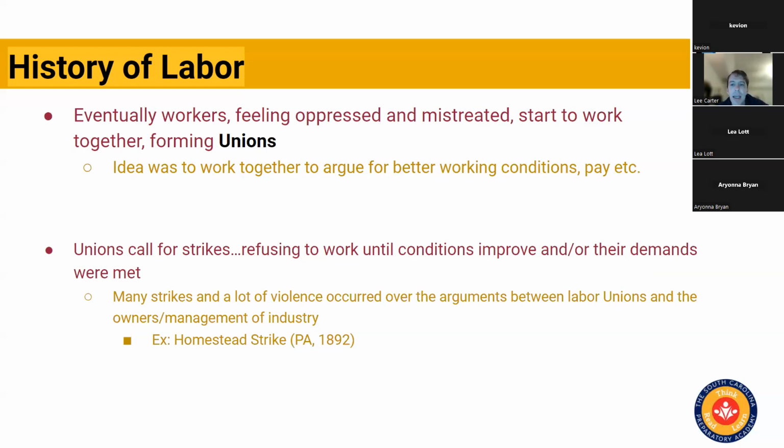All right, and so in the 1800s and early to mid 1900s, there are a lot of strikes with a lot of violence over the arguments between the labor unions and the owners and management of the industry. I'm going to give you one example of this, a prime example in U.S. history, to see what happens with the unions and the management and their violence.